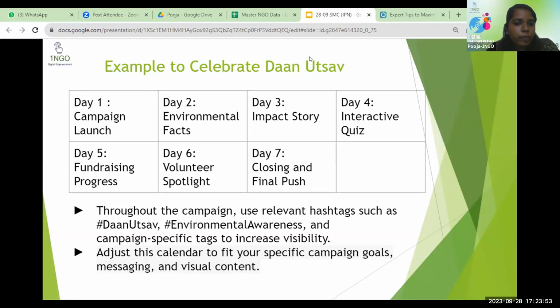And on the sixth day, tell about the volunteers or team members who have been actively participating in this project. Share their personal story or motivational stories and the impact that they have come across. Share their testimonials. And you can also invite the followers to join this cause as supporters or volunteers. So, volunteer spotlight, you are telling about your volunteer or team member. You're inviting other volunteers as well by giving out their personal story or motivations.